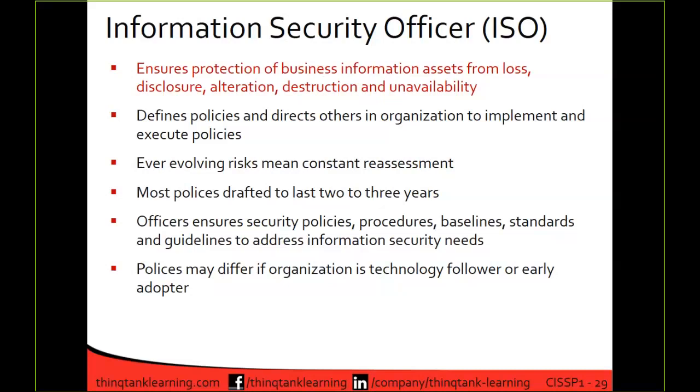Most policies are drafted to last 2 to 3 years. Maybe, for the most part, right? You're certainly not going to try to assess and reassess and change your posture every few months. It's not practical. It just wouldn't be very practical. You'd always be focusing on those changes instead of actually focusing on business operations. And that's a big aspect to understand too, right?